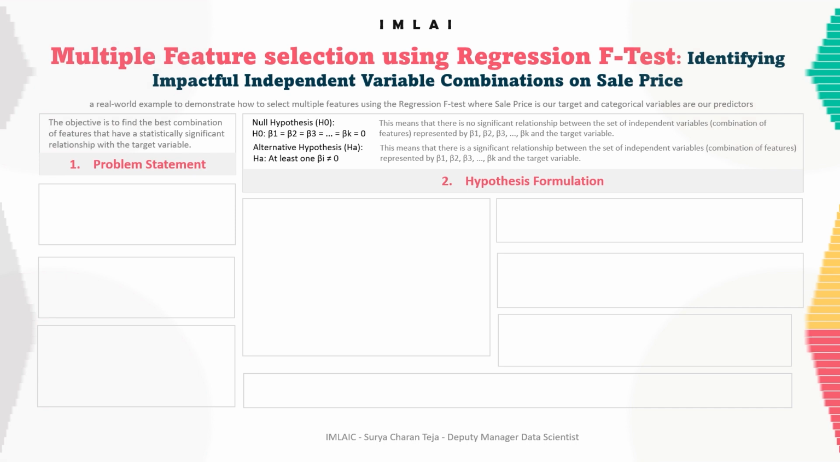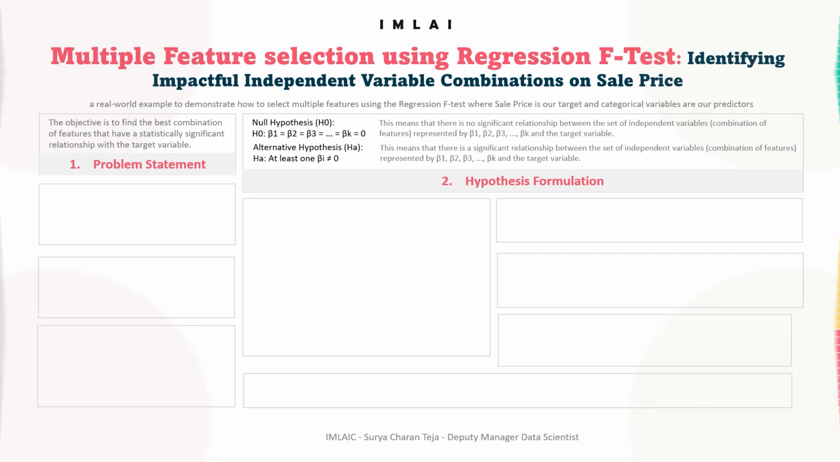Okay, so in the null hypothesis we assume that all the coefficients beta sub 1, beta sub 2 and so on, beta sub k are equal to 0, indicating no relationship between the independent variables and the target variable. And the alternative hypothesis states that at least one of the coefficients is not equal to 0. At least one, the most important thing to be remembered. So the alternative hypothesis states that at least one of the coefficients is not equal to 0, indicating a significant relationship between the independent variables and the target variable. Okay, so that's our hypothesis formulation.